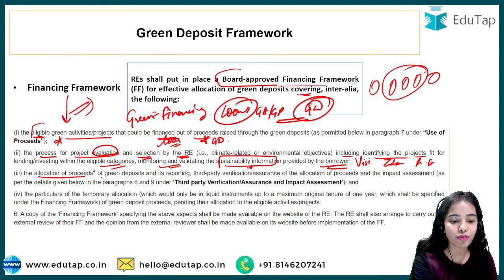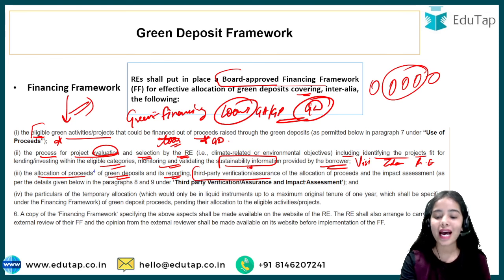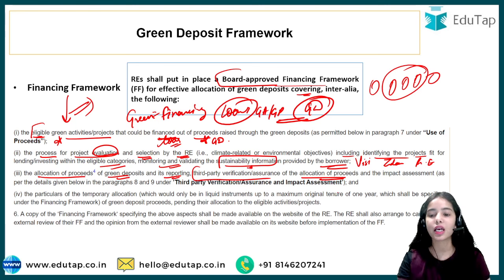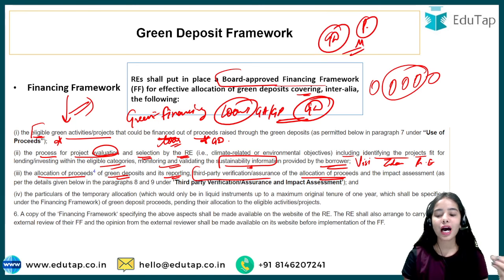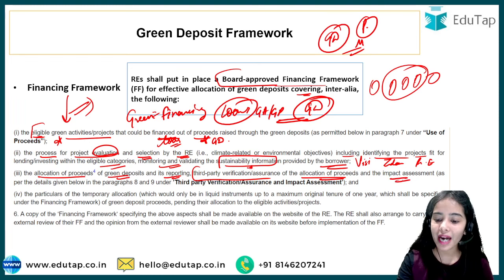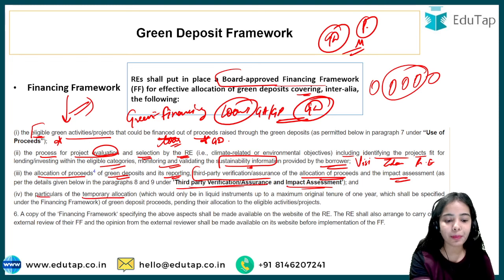The allocation of proceeds of the green deposits and its reporting has to be done. The third party verification and assurance has to be done of the allocation of proceeds, that the proceeds, the money from the green deposits, are going to the right place or not. The impact assessment has also to be done. Okay, that we have already seen when we saw what the impact assessment is. Okay, the particulars of the temporary allocation.